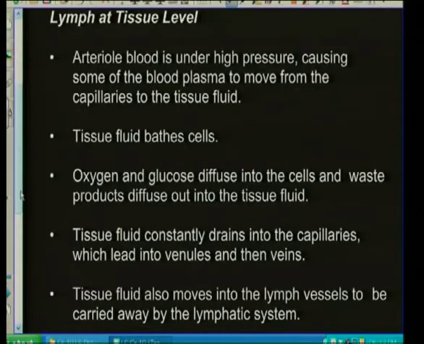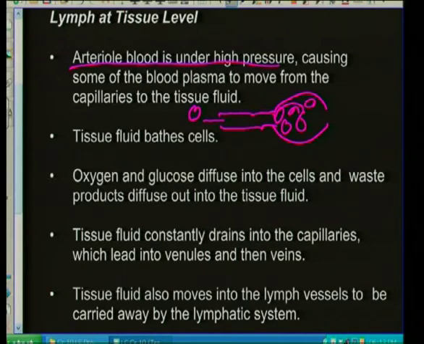Lymph at tissue level: the arterial blood is under high pressure. Remember what we said, arteries carry blood away from the heart. From the heart, we get arteries, they're going that way. These arteries become capillaries, and then the capillaries unite to form veins. When the heart is pumping here, the blood in this area is under high pressure. When it comes here, there's lots of blood coming in, but there's no pressure on this side, so the blood flow on this side is slow. So what happens is a pressure is created in this area here.